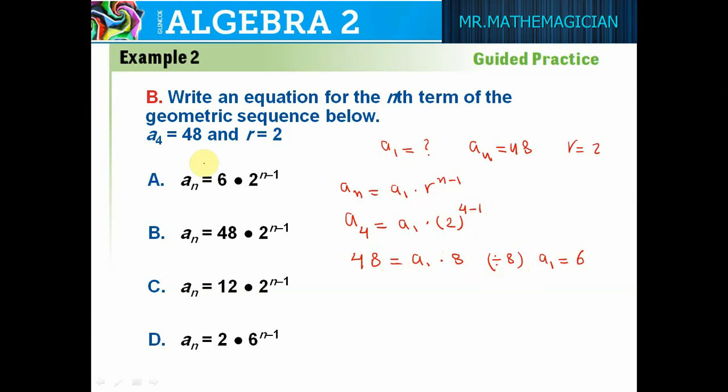Now it's clear that our choice will be this one, but let's continue to find out what's going on. So an again equals a1 times r to the n minus 1. an equals a1, which is 6, multiplied by r, which is 2, to the power of n minus 1. So A is the accurate answer.